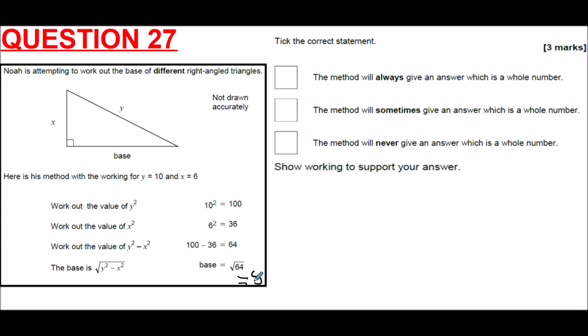We need to tick a statement to say: will it always be a whole number? Will the method sometimes give a whole number? Or will it never give an answer which is a whole number? Well, it can't be this last option, because the example Noah's used gives a whole number. So we know it's going to be a whole number at least some of the time, because of what Noah's just worked out here. The square root of 64 is a whole number. So it's a case of, is it this top box we tick, or the middle one?